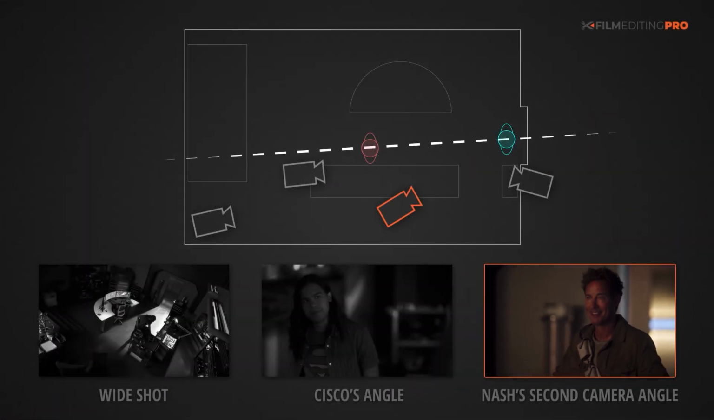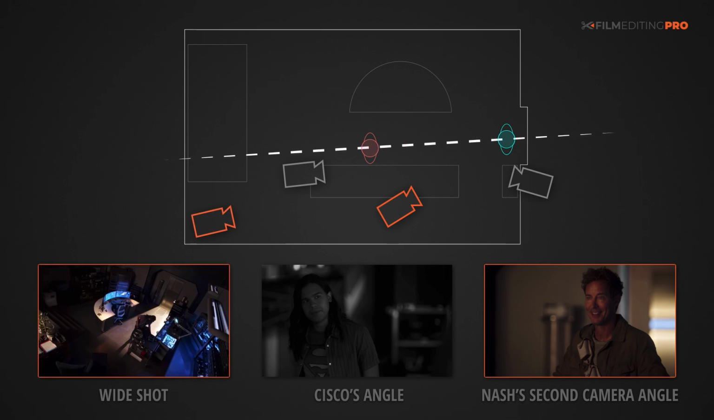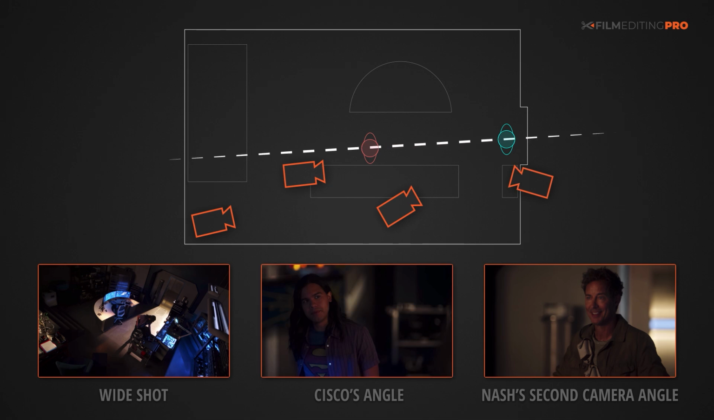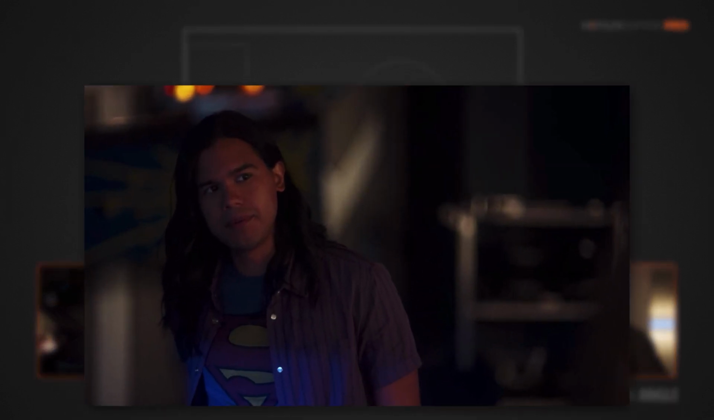You can see here that this camera angle is still on the same side of the line as the wide shot, the coverage of Nash, and the coverage of Cisco. Okay, so now we've seen how the 180-degree rule helps your audience understand the spatial relationship between the characters on the screen, and how following it makes it clear to the audience where they should be looking. But sometimes the rules can be bent or broken. Take a look at the end of this scene, where Nash and Cisco approach each other.